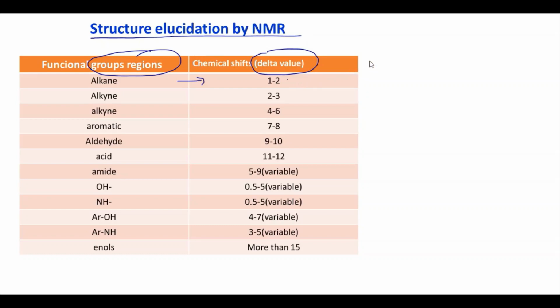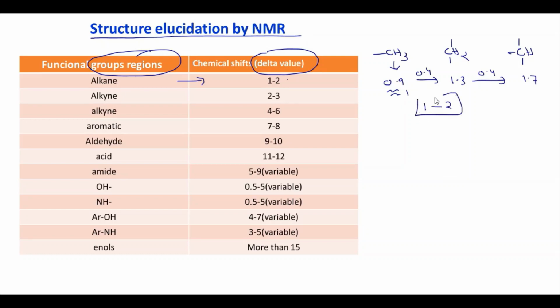In the alkane region we also have three types of protons. First is the methyl proton, CH3, second is the methylene proton, that is CH2, and third is the methine proton, that is CH type of protons. You can learn these values by heart also. The value of the methyl proton starts from 0.9, or approximately 1, and if you add 0.4 to it, you get the methylene proton, that is 1.3, and if you add 0.4 more you get the methine proton, that is 1.7. So the whole range from 1 to 2 is the range of alkane protons.